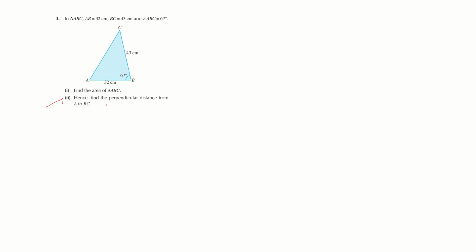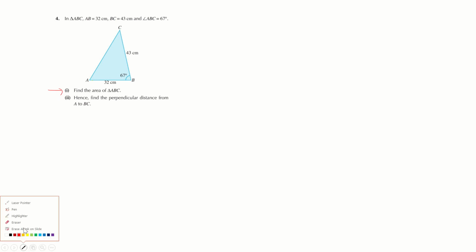Okay, in this video, we will go through part 2, finding the perpendicular distance from A to BC. There are several methods that we can use to solve this, but we're going to use a method that requires us to solve part 1 first. We are actually using the area of triangle, which we just learned. So now let's look at part 1.